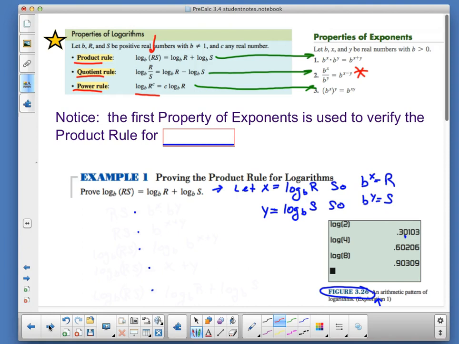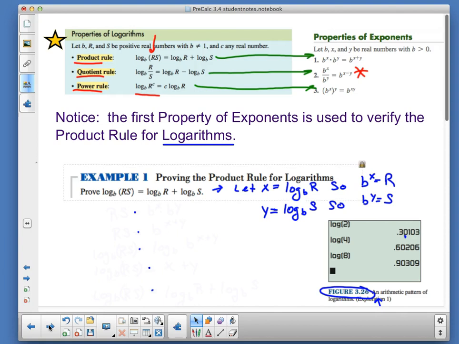Now notice the first property of exponents is used to verify the product rule for logarithms. Now we're going to check this out. We're talking about the product rule, and this is what they want me to prove. In order to do this, I've got to do a setup, and I purposely did it this way so I could be consistent each time. I taught 2 classes, and I'm random enough to come up with a different way to do something each time, so that's why I do it this way.